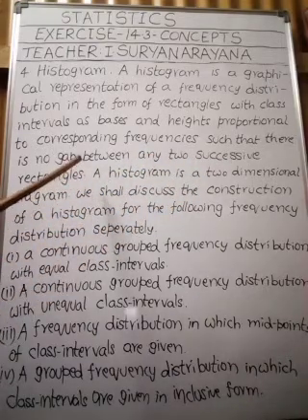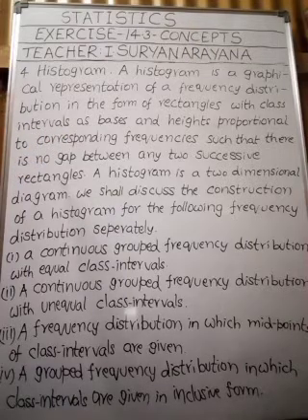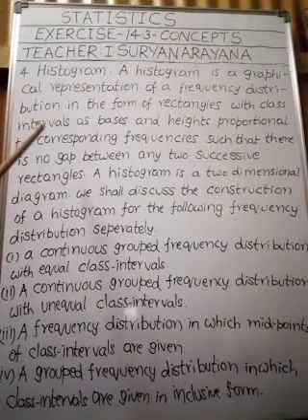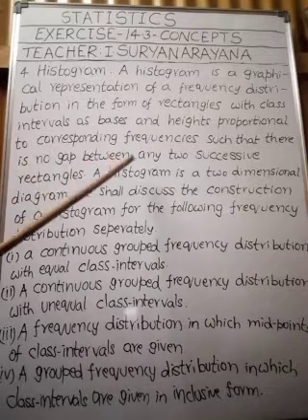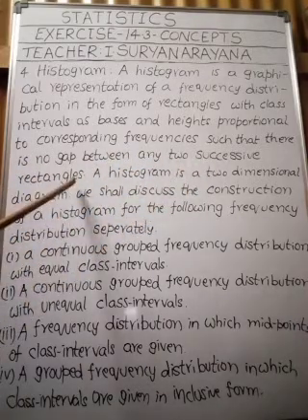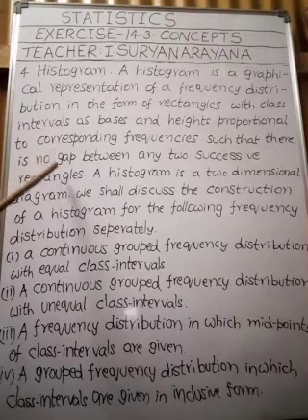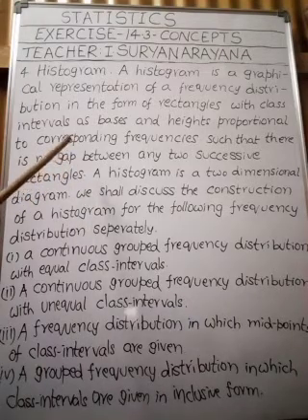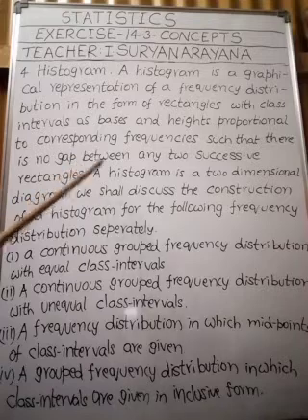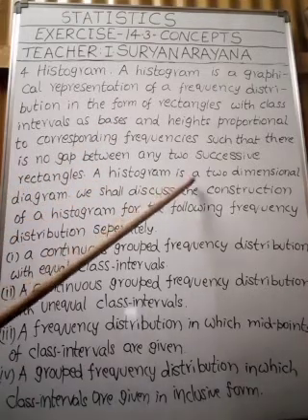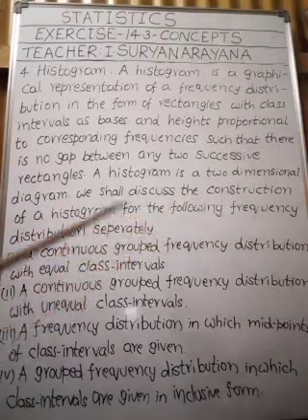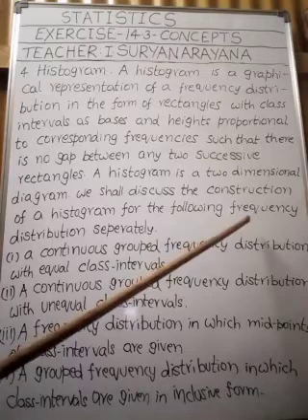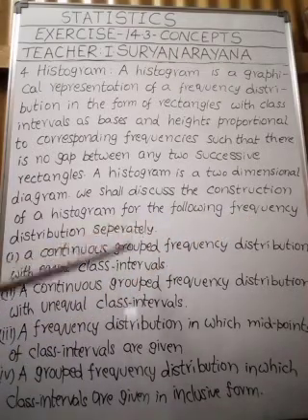Okay, my children, in a bar graph there is a uniform gap between rectangles, whereas in the case of a histogram there is no gap between any two successive rectangles. Please remember this point. This is a major difference between bar graphs and histograms. Okay, my children, a histogram is a two-dimensional diagram. We shall discuss the construction of a histogram for the following frequency distributions separately.